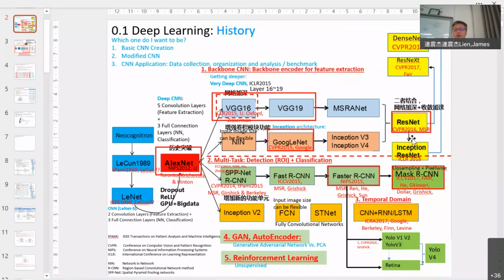ResNet is from 2016, the best paper at the best conference, CVPR, and the other one is NIPS. Good conferences. And this is a backbone. So we talk about the backbone. A backbone is for feature extraction, for classification.